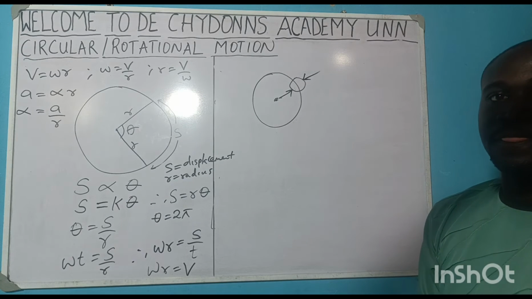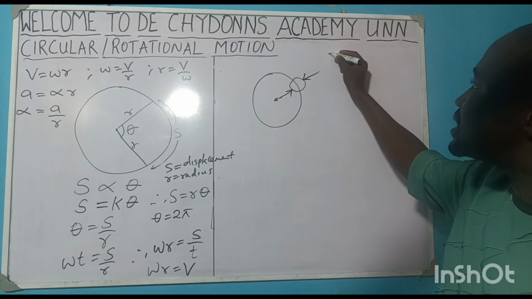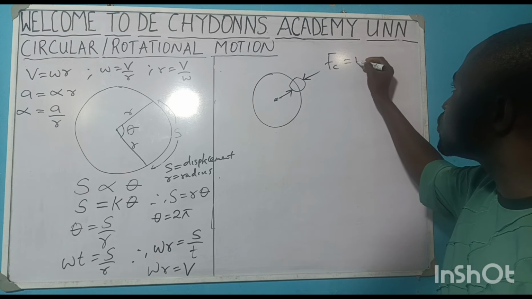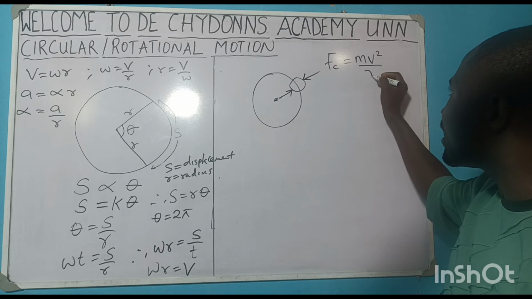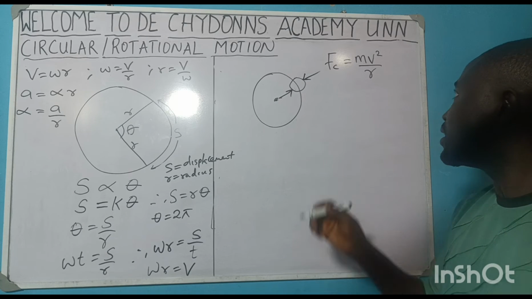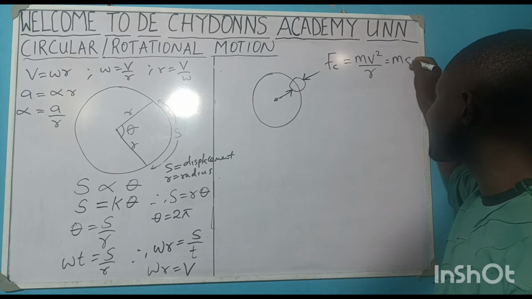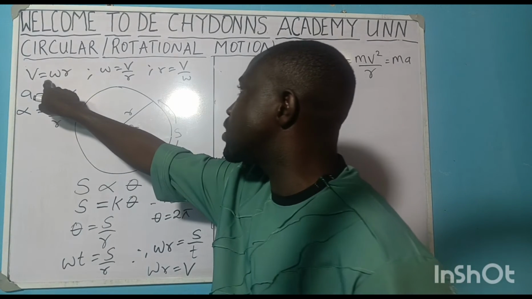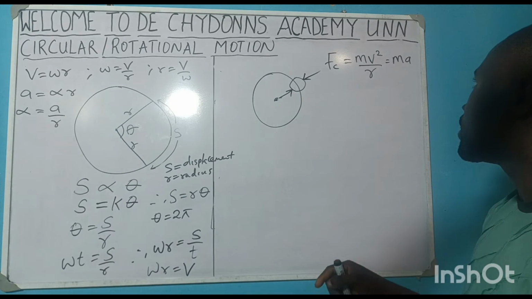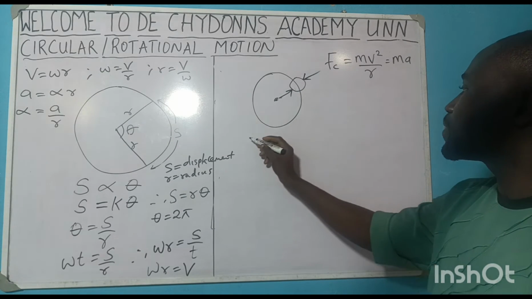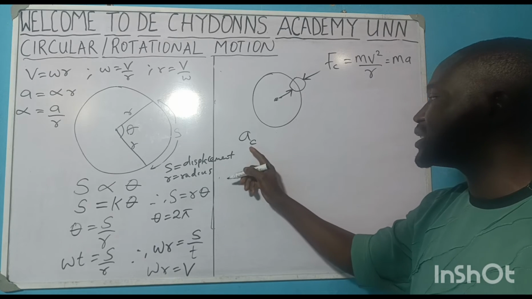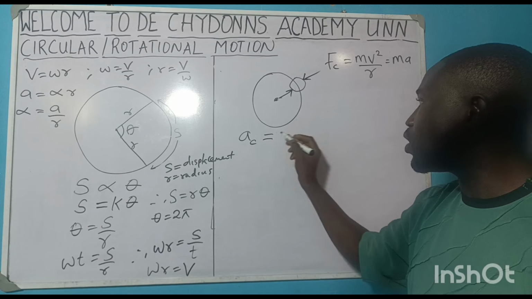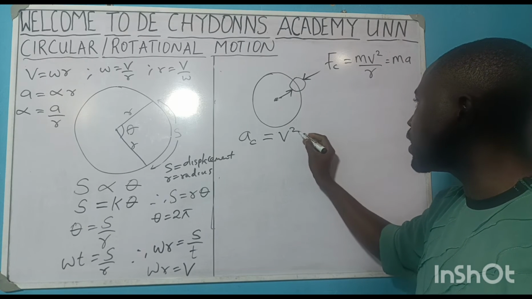Are you getting it? Now, it's important for us to know that this centripetal force, which is equal to centrifugal force, is equal to mv squared over r. That is from mass times acceleration. Are you getting it? And we know that our v is equal to wr here. So it means that acceleration, or centripetal acceleration, which is also directed towards the center, is equal to v squared over r.